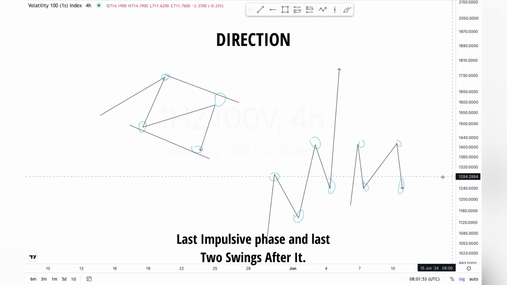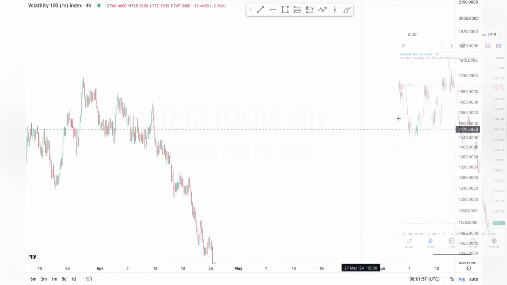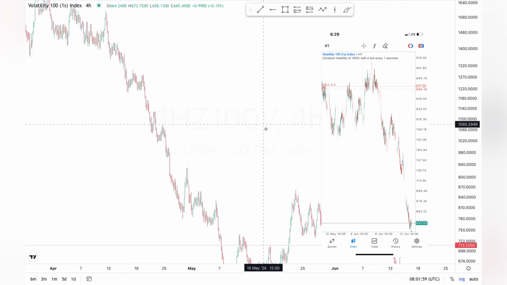Let me give us a practical example. So I'll be using a trade I took on the 9th, I think. I started analyzing on the 8th on Volatility 100 Index 1s.